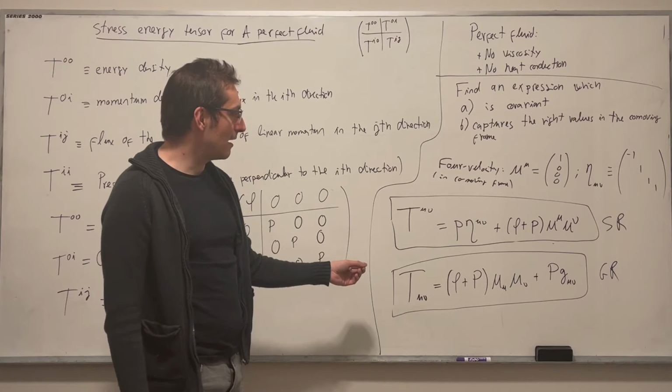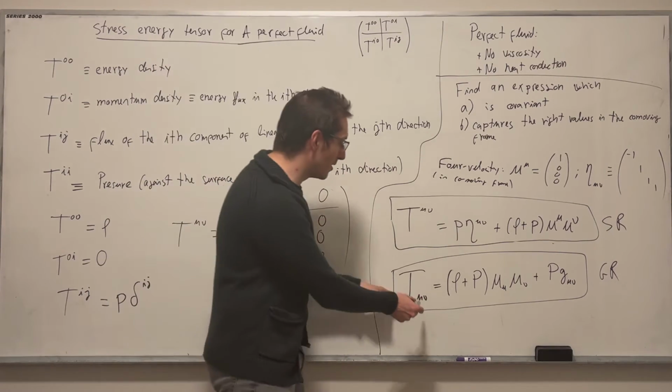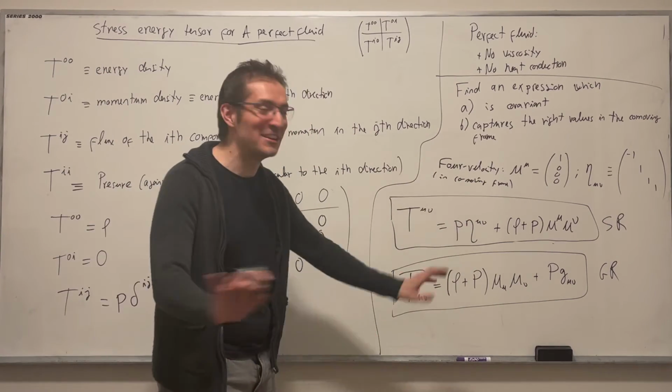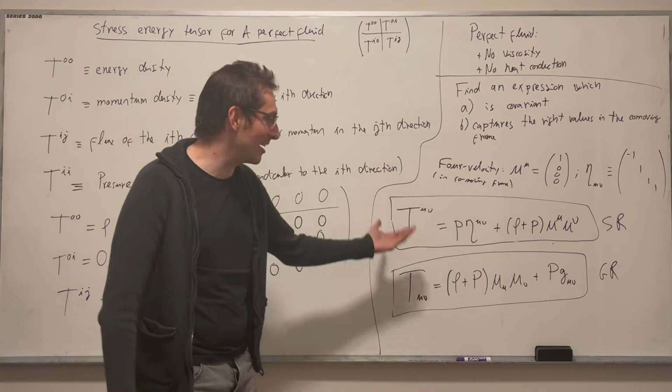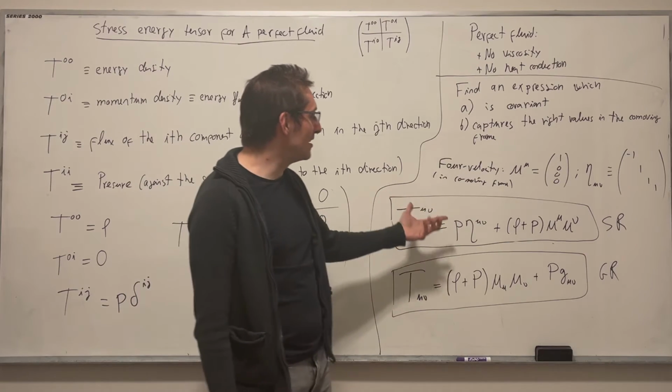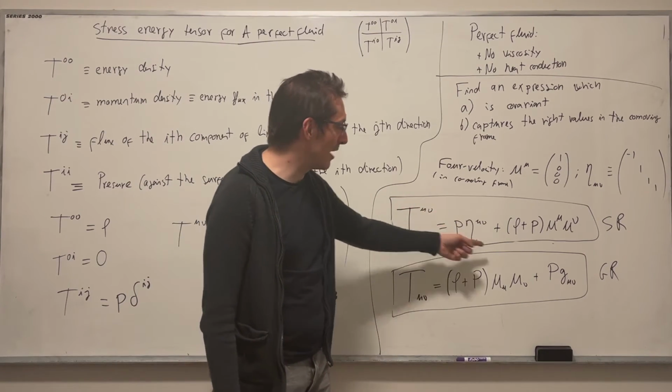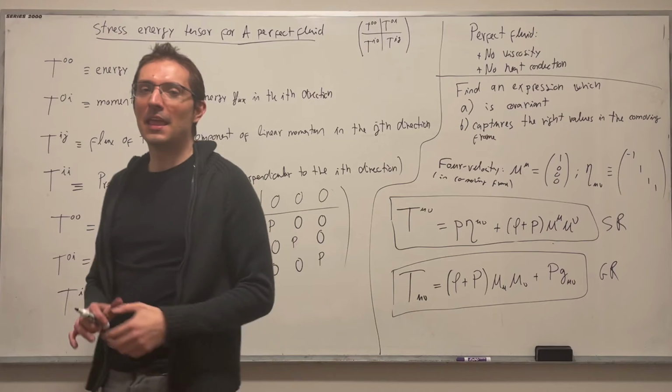Now, things that you may wonder, why did you lower the indices? Because I wanted to. I have no reason to. I could have written them up, but I have a metric I can lower and raise. So the only change is that the eta now is a g, and that's the only change.